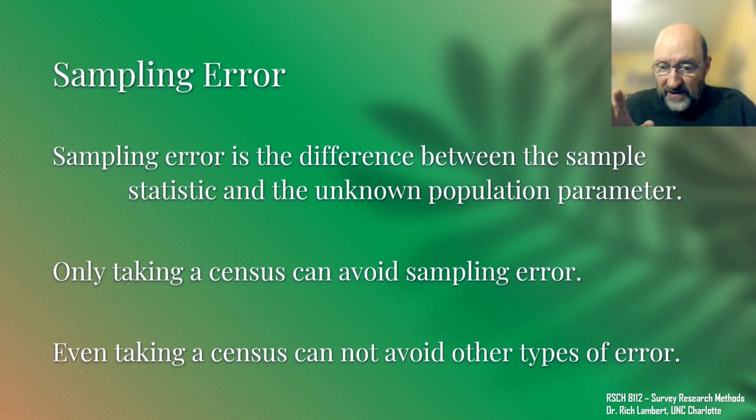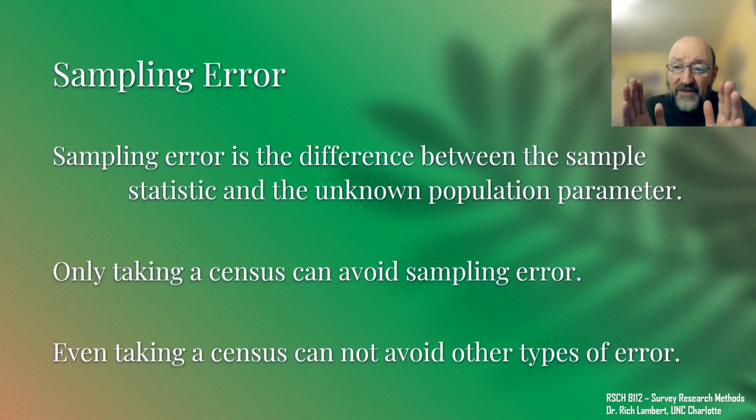So sampling error is the difference between the sample statistic and the unknown population parameter. We don't know what the real answer is if we were to talk to everyone in the population and get their most truthful answer. That's why we're doing the study, but we know we probably can't afford to do it with everyone. So because of time and money, we have to do it with a sample. Only taking a census and getting everyone in the population to give their true voice would completely avoid sampling error. So again, it's almost always going to be there.